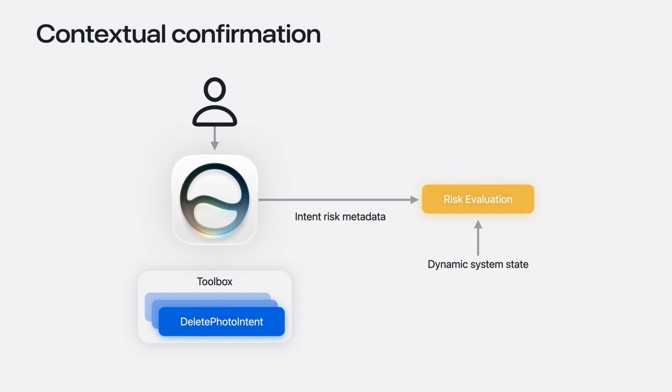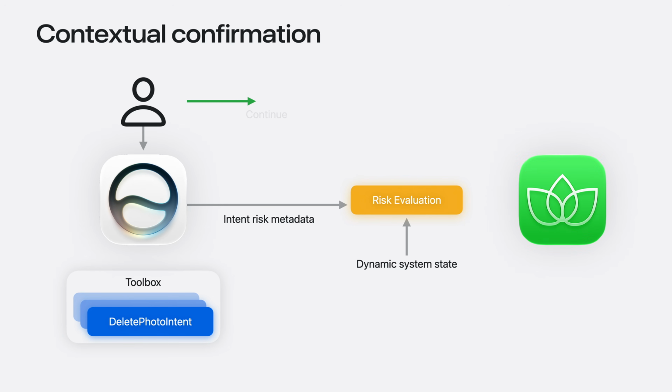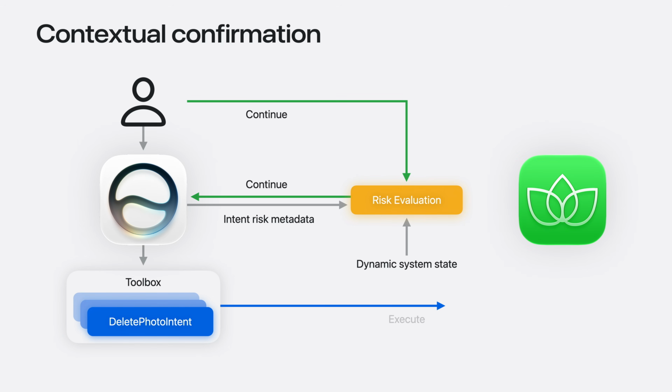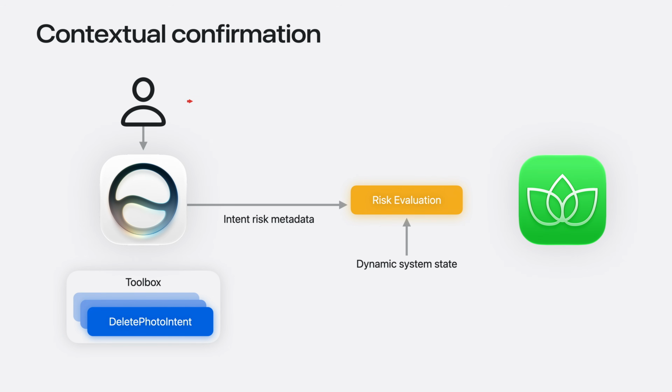When an intent is chosen, before execution, the system invokes a risk evaluation system with the intent's risk metadata. We will come back to this metadata later. The risk evaluation component also takes as input the dynamic state of the system. It combines both to determine the overall risk of this intent. If the risk is considered high, the user is asked for a confirmation. If the user confirms this action, normal control flow continues and the intent is executed. On the other hand, if the user declines, execution is blocked and the intent is never invoked.